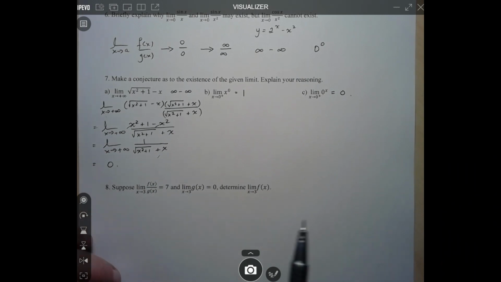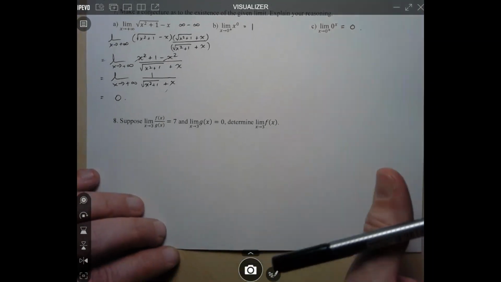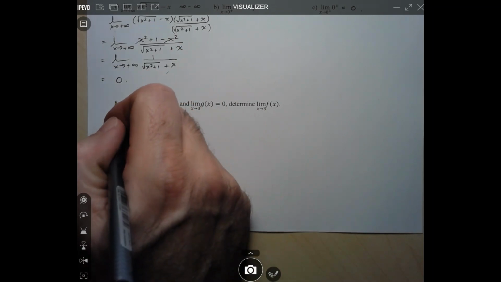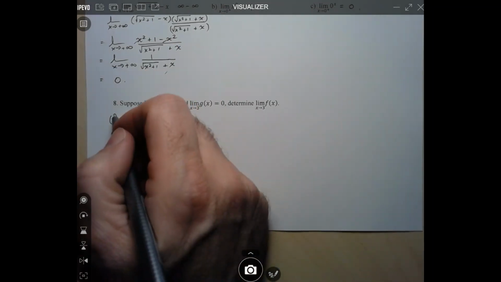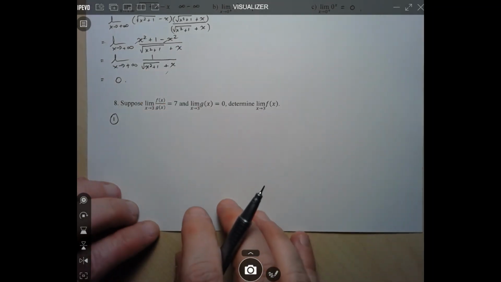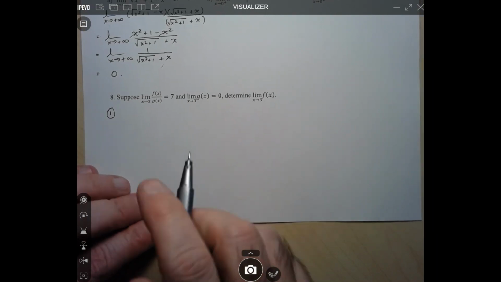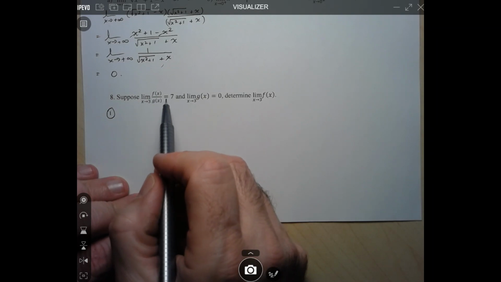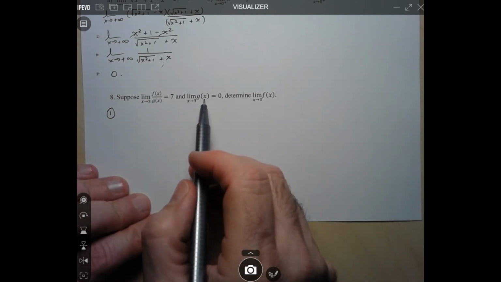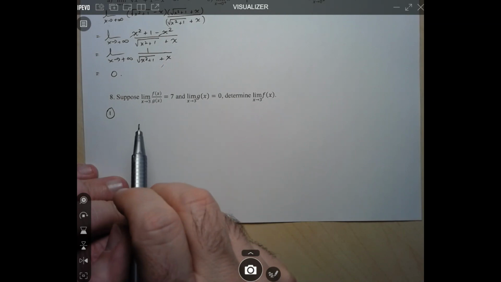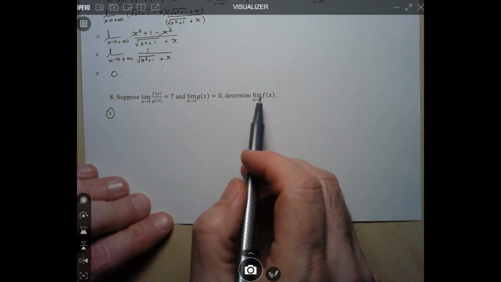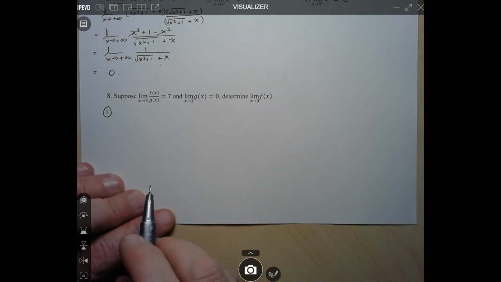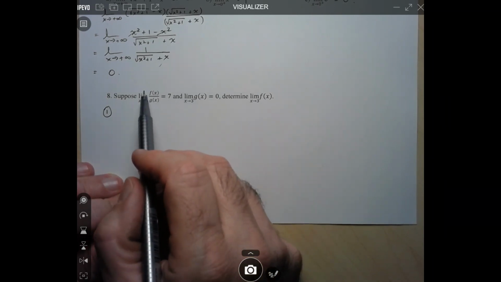All right, so we're back here. I'm actually going to take two approaches to this question. I'm going to take a more intuitive approach, which I'll call approach 1. And then I'm going to take a more formal approach, a more algebraic one. So let's see what this is saying. It's saying that the limit as x approaches 3 of this quotient is equal to 7, but the limit of the denominator is equal to 0, and they want us to determine the limit of the numerator function as x approaches 3.